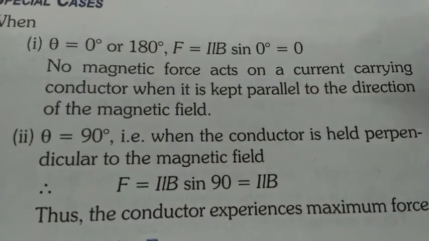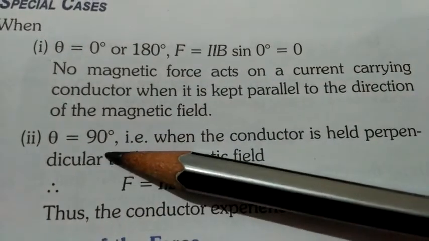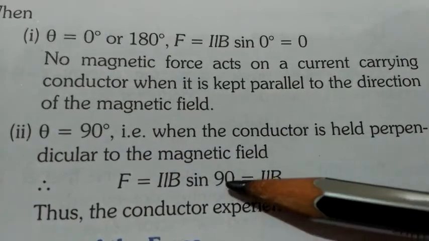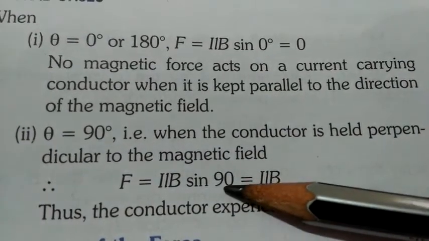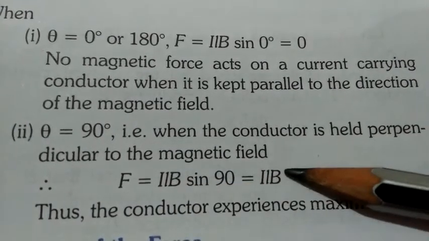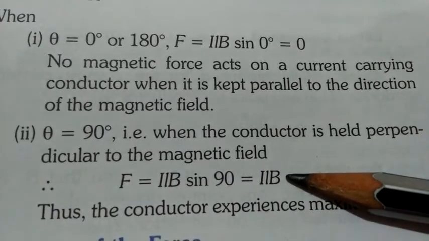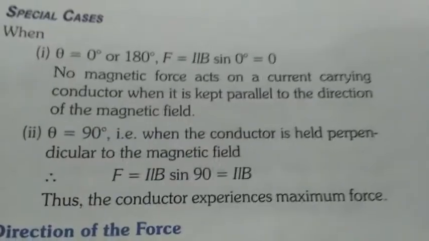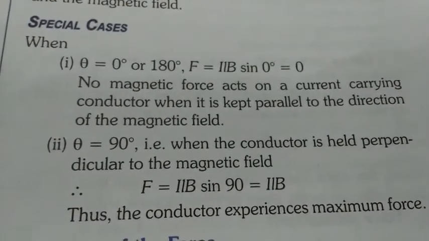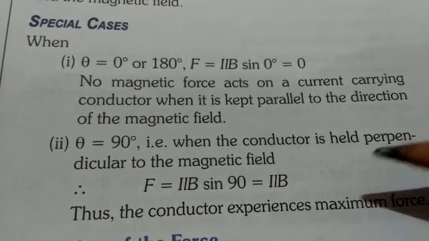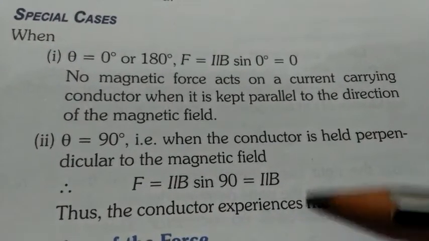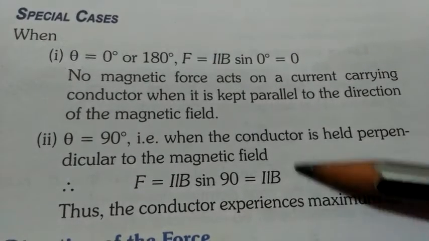In the second case, if theta equals 90 degree, that is when the conductor is held perpendicular to the magnetic field, sine 90 is 1. So here we have F equals ILB. This is the maximum value of force. So in this condition the conductor experiences maximum force, and this condition we use in a motor. Sorry, not in a generator, in a motor. In a motor we use this condition only, because of this principle only a motor runs.